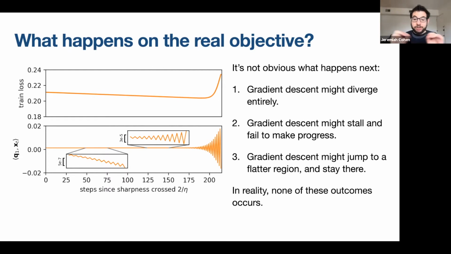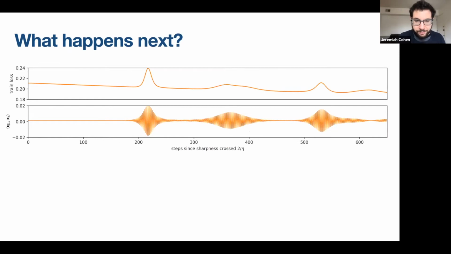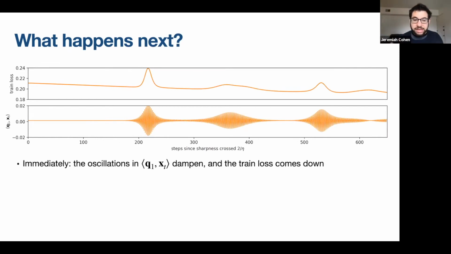In reality, none of these three things occurs. Instead, what happens is very consistent across all the neural networks that we've looked at. Here I'm going to extend this plot for the next 600 iterations. We can see that immediately the oscillations in this value, which is, remember, the coordinate of x, basically how much the iterate aligns with that direction Q1, look like they're going to blow up, but then they start to dampen.